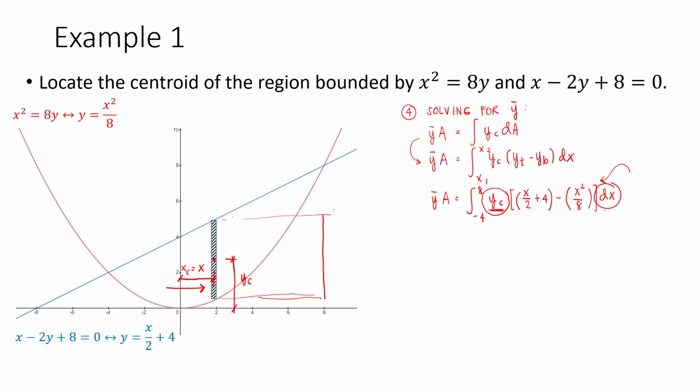So let's say this is the line, and then this is one point here. Then this one is another point here. Then let's say this is the midpoint. This is y sub c.